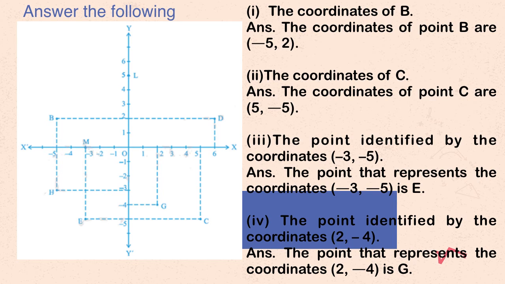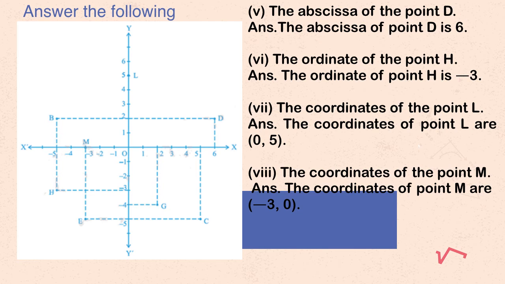Now the fourth part, the point identified by the coordinates 2, -4. So over here the abscissa is 2 and the ordinate is -4. So we will find out 2 on the x-axis. This is where 2 is on the x-axis and -4 on the y-axis. Now I will drop lines from these 2 points and where these 2 lines intersect is my point G. Can everybody see the point G over here? This is the point which we have to plot.